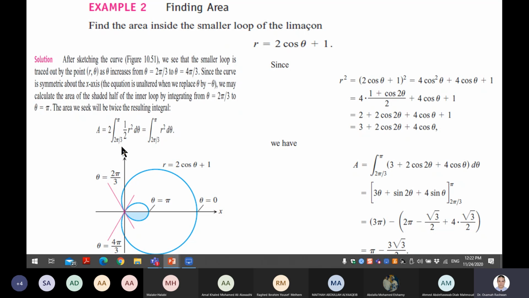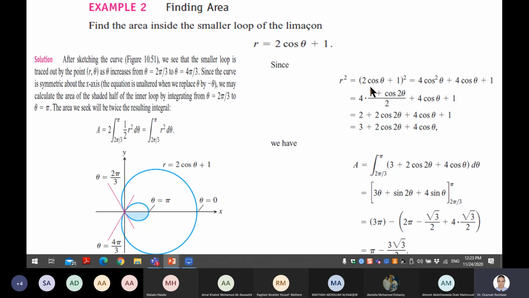What is 2 pi over 3? What is the angle of 2 pi over 3? It is 120 degrees, right? And he already gave it to you here. So you will start from this one to that one. So you start from here and you take the half, and then you multiply the area by 2. So this formula is for half of the shaded area that he's looking for.